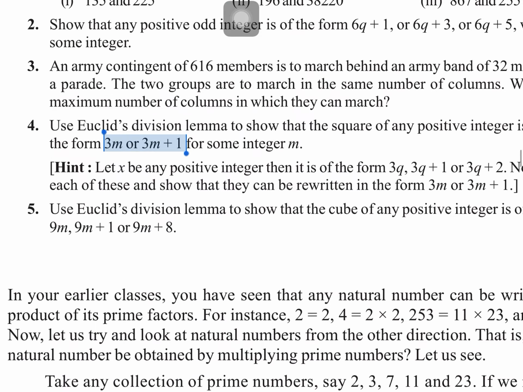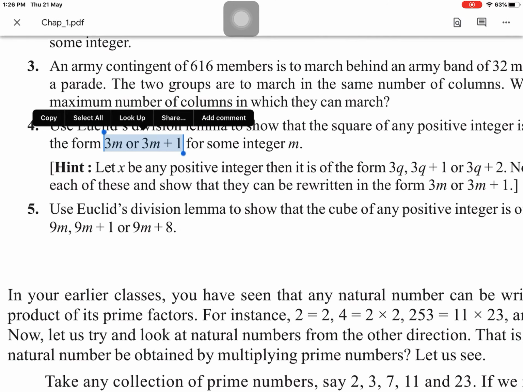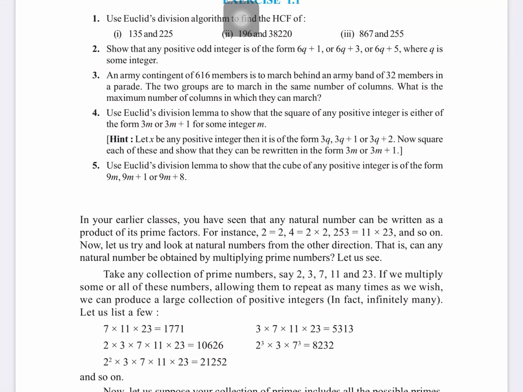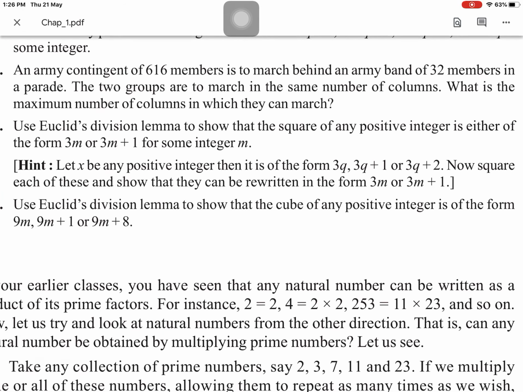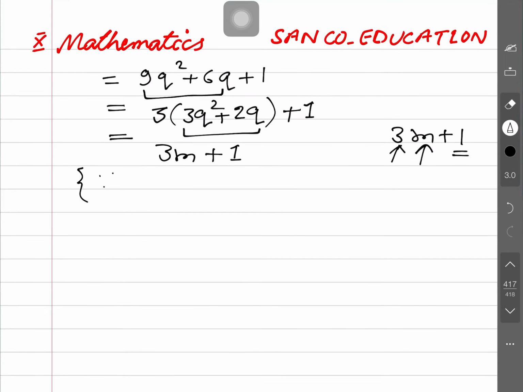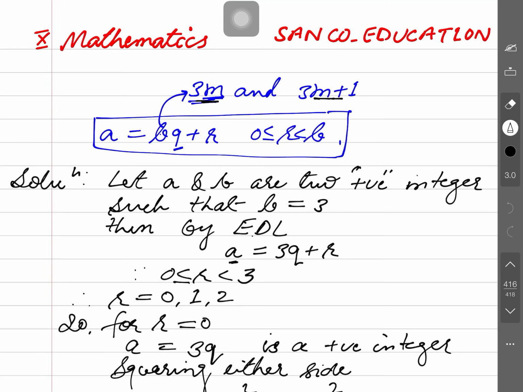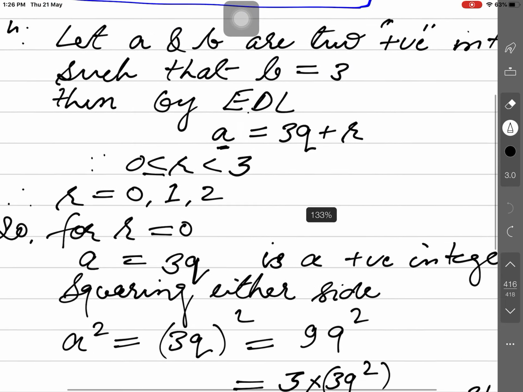We had to prove here: use Euclid's division lemma to show that the square of any positive integer is either of the form 3m or 3m plus 1. So we have done here, first we prove for the positive integer. Is that clear? You may see this, the positive integer we have proved here.